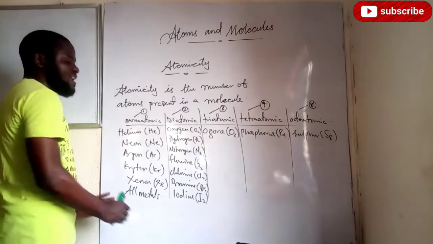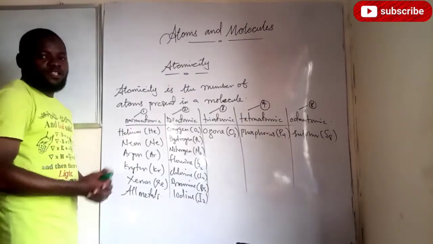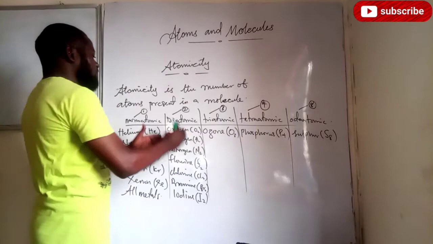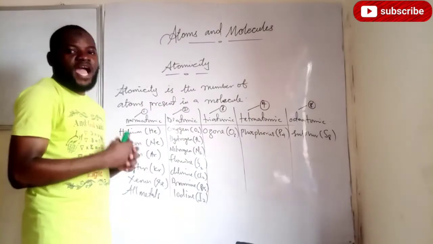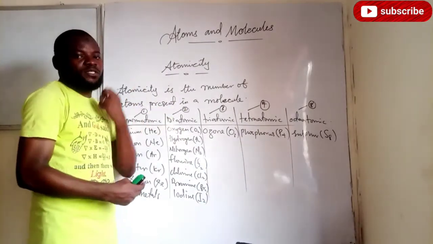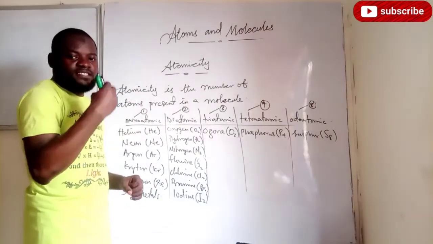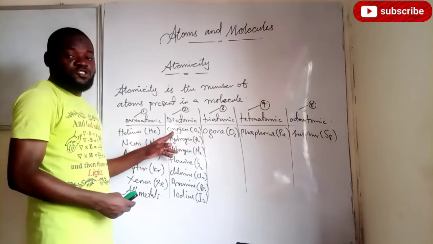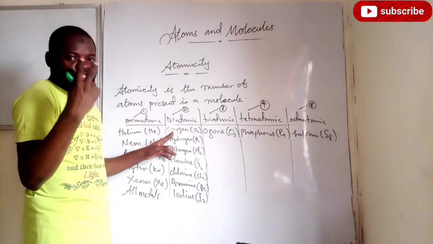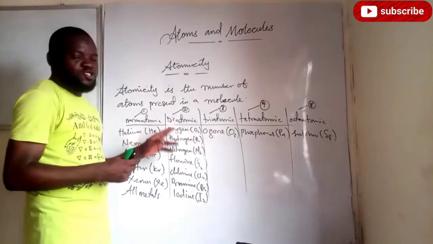So all these, they are monoatomic. Are we together now? Then for diatomic, it means you are having two atoms of that particular element in its molecule. Molecule of oxygen is O2. So the atomicity is going to be 2. That's why we class it as diatomic.